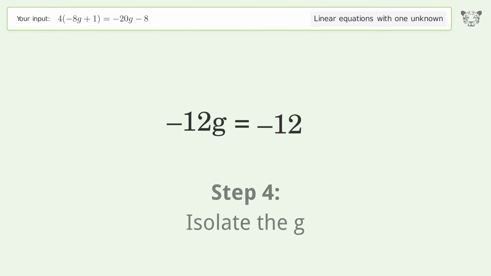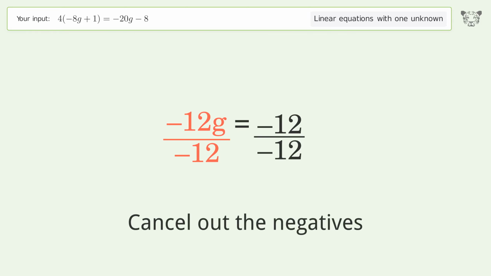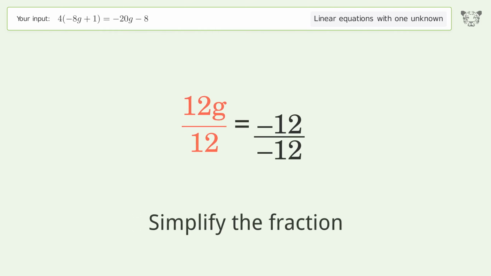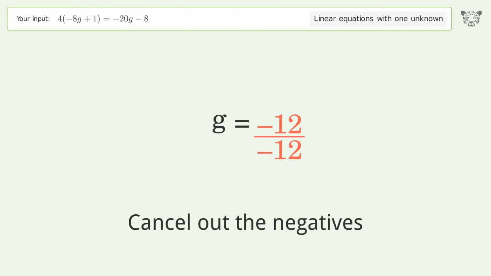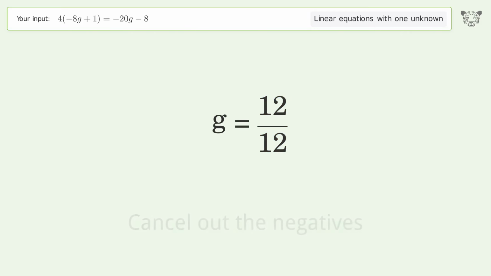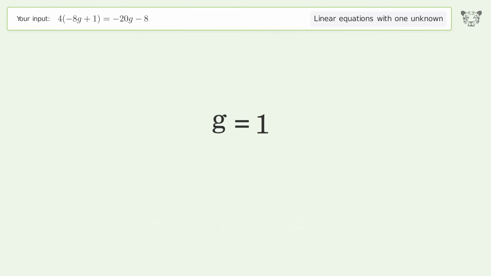Isolate the g. Divide both sides by -12. Cancel out the negatives. Simplify the fraction. Cancel out the negatives. Simplify the fraction. And so the final result is g=1.